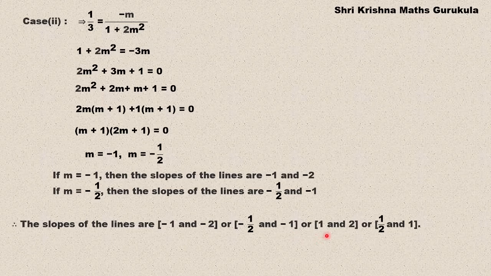In the third pair, if the slope of the first line happens to be 1, then the slope of the second line happens to be 2. And again, in the fourth pair, the slope of one line happens to be half, the slope of the other line would be plus 1. So these are four pairs of lines that are possible. So we have found the slope of the four pairs of lines for the given condition.